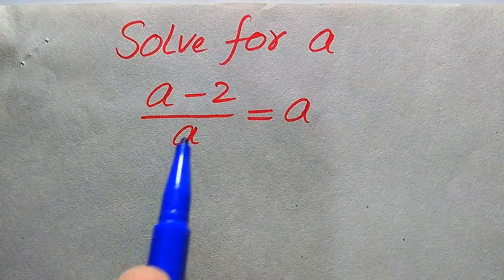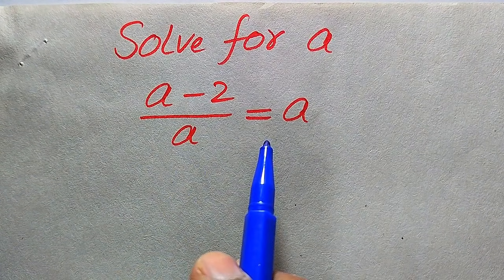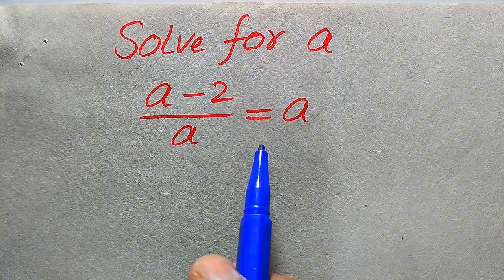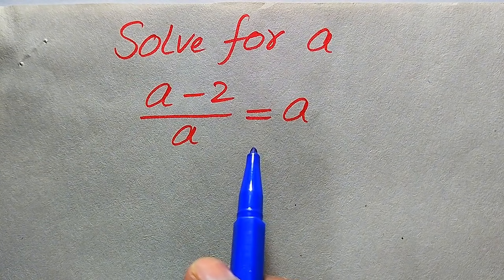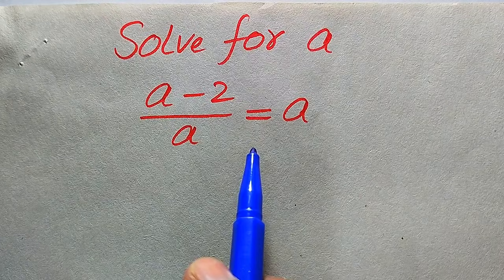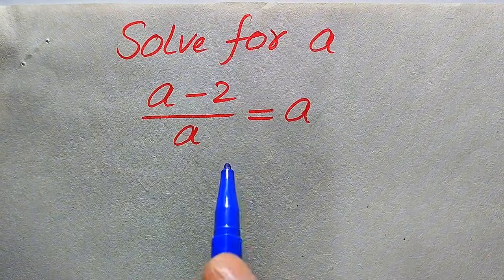So here we have a minus 2 divided by a is equal to a, and we solve this problem for all the values of a. First we need to find all the roots of this equation, and at the last we will verify which of the roots are solutions and which of the roots are extraneous roots. Further, we solve this problem by two methods.